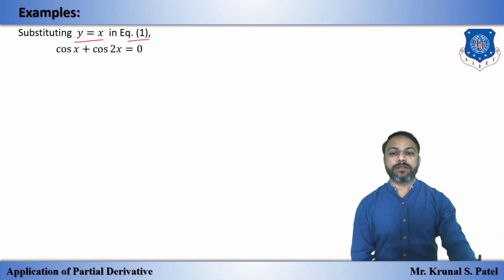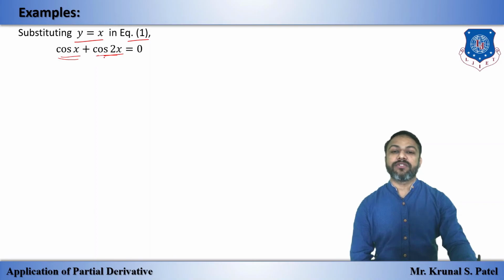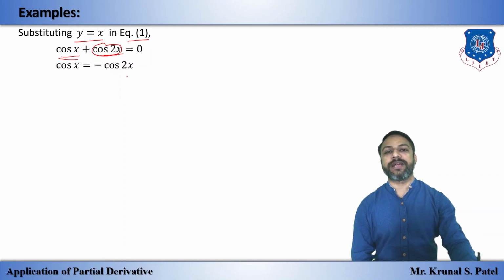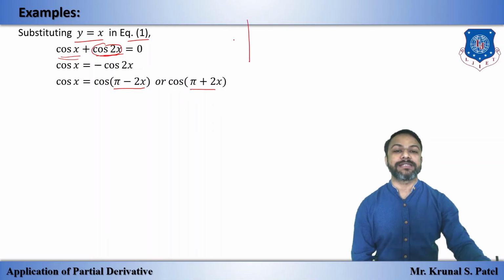So y becomes x, so cos x plus cos 2x. Keep one thing in mind, this cos x plus cos 2x does not become cos 3x. Okay, this is trigonometry. So now we can take this to the right hand side, so minus cos 2x, and minus cos 2x is written as pi minus 2x or pi plus 2x, as we know from the quadrant system.